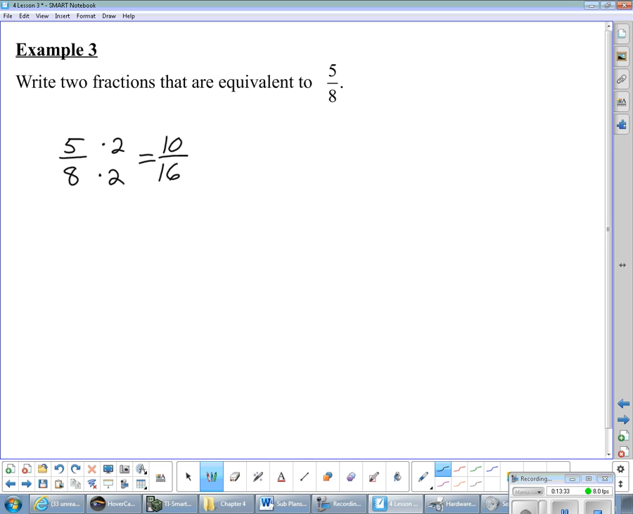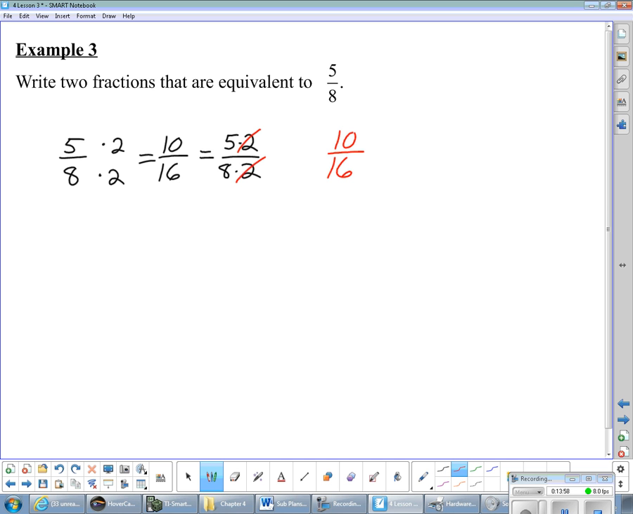Now, is that equivalent to 5 over 8? Well, if you look at it, 10 over 16 is equal to 5 times 2 over 8 times 2. And those numbers, and it doesn't actually have to be prime numbers, but those numbers cancel out and you get 5/8. So one fraction that is equivalent to 5 over 8 is 10 over 16.